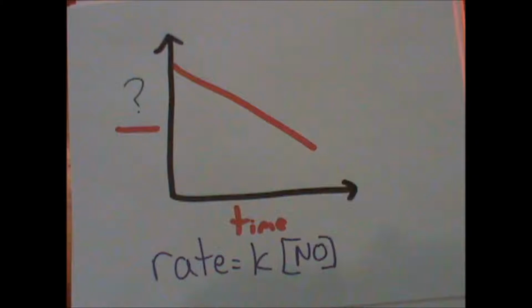So the rate law there has a 1 on the NO, indicating that it's first order, and so therefore a plot of natural log of the concentration of NO will be linear like that, and the slope will be the rate constant and negative.